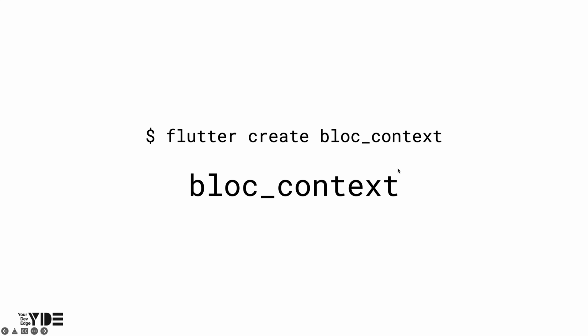In the examples we looked at up to this point, the cubit or bloc created through the BlocProvider could always be accessed from the widget subtree. But is it always possible to access it like this? Now let's take a look at the cases to be aware of for bloc access and find out how to solve it. I have created an app called bloc_context.